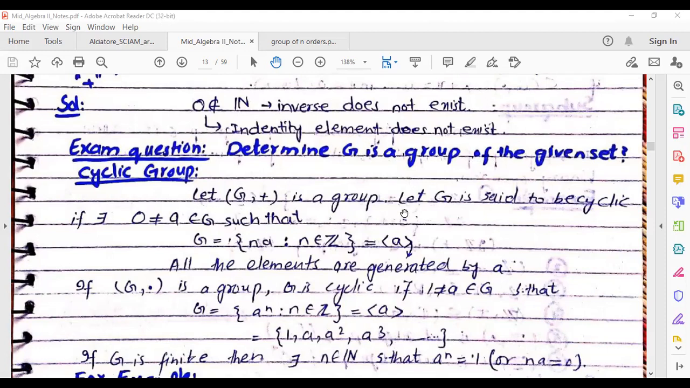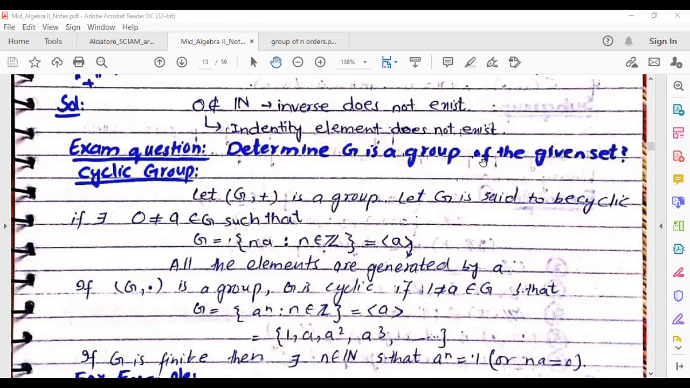Let (G, +) be a group. G is said to be cyclic if there exists 0 not equal to a belonging to G such that G = {na : n belongs to Z}. In this cyclic group, one element is the generator, which can generate the whole group. So the element which generates all other elements of that group is called the generator. This is our sample for a generator. All the elements are generated by a.